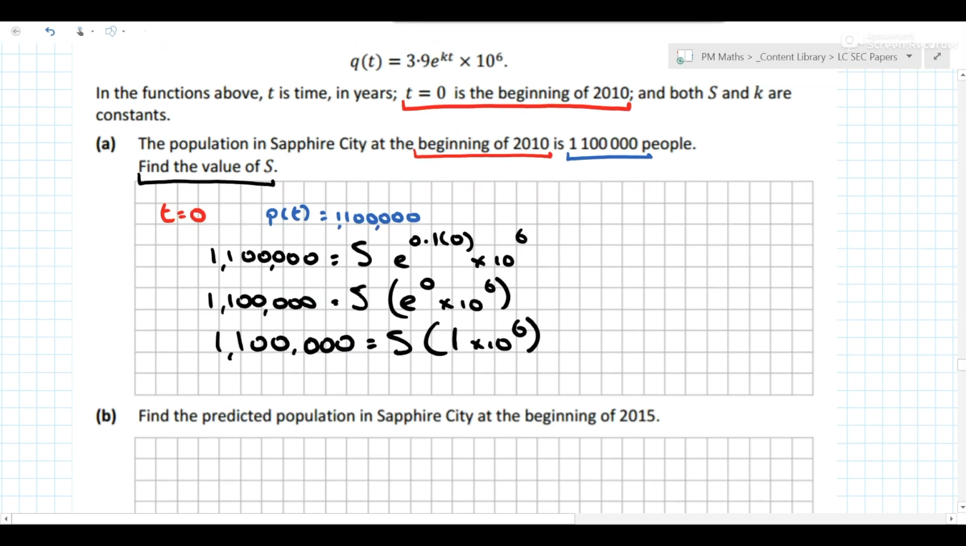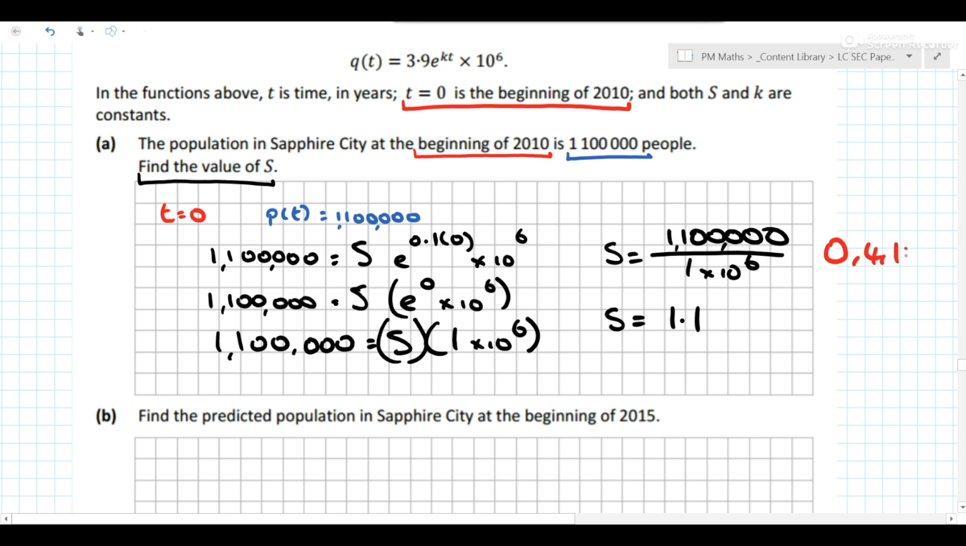We want to find s on its own. So this is like s multiplied by this number here. So it's the opposite of multiplication: division. Divide by 1 by 10 to the 6. And we find that s is equal to 1.1. Lovely 10-mark question. 0, 4, 10. Really nice.